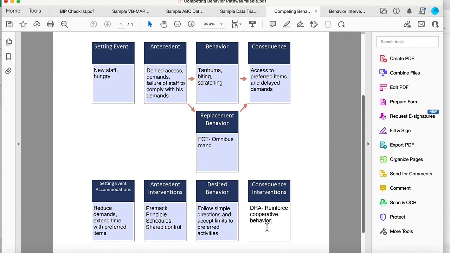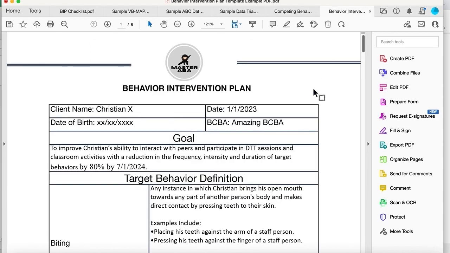We may also follow some more of Greg Hanley's protocol where they teach a tolerance response. That might be part of our skill development interventions, to teach a tolerance response. Now you can see that we have the basics of the competing behavior pathway. Let's take a look at the sample behavior plan that I have for him.